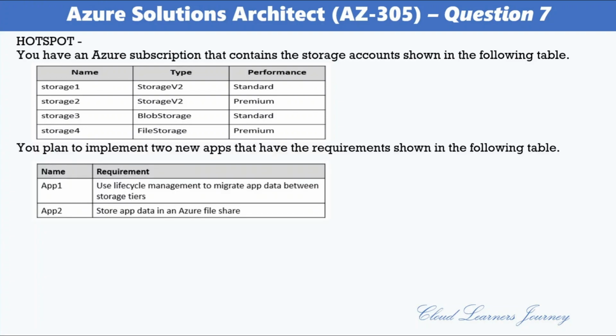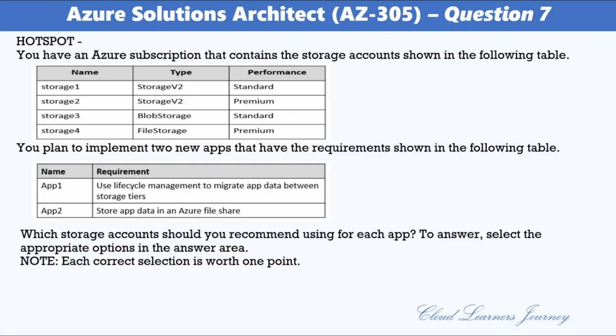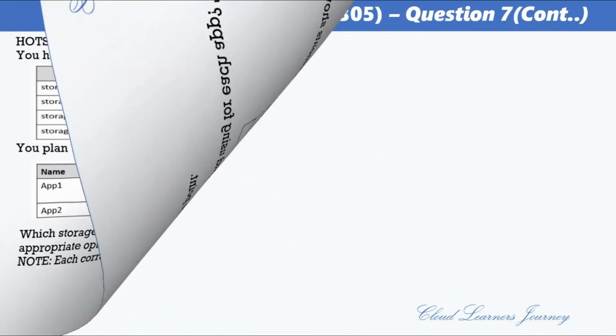You plan to implement 2 new apps that have the requirements shown in the following table. Columns: name, requirement. App 1 has the requirement to use lifecycle management to migrate app data between storage tiers. App 2 has the requirement to store app data in an Azure file share. Which storage account should you recommend using for each app? To answer, select the appropriate options in the answer area.